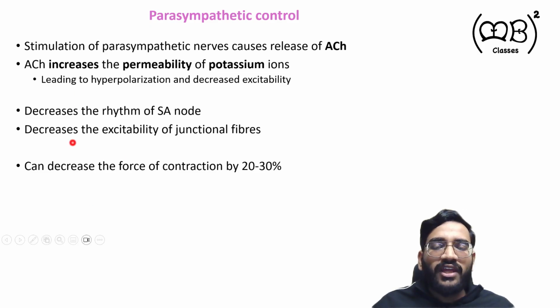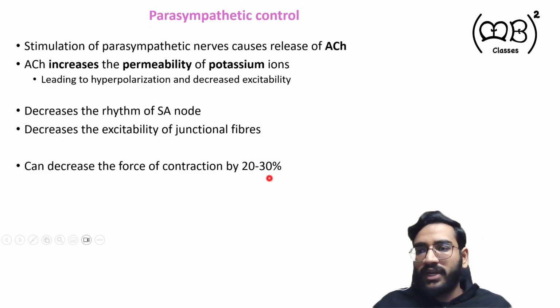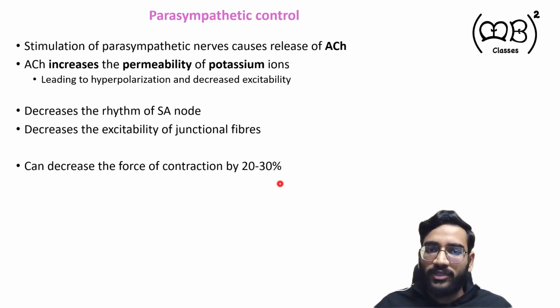Second, if there is maximal parasympathetic stimulation, the force of contraction can decrease by 20 to 30%, but this is not a very major role of the parasympathetic system because the innervation is not that much to the ventricles. Mainly the atrial force of contraction might decrease by 20 to 30%, but the ventricles will not be affected that much.